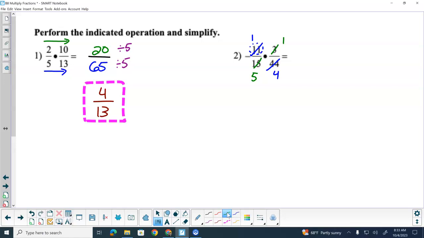So now we can multiply. 1 times 1 is 1. 5 times 4 is 20. So my answer here is 1/20. And you didn't even have to multiply 15 times 44. 15 times 4 is 60. 15 times 44 is 660.